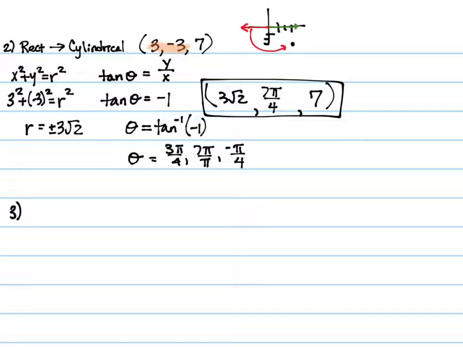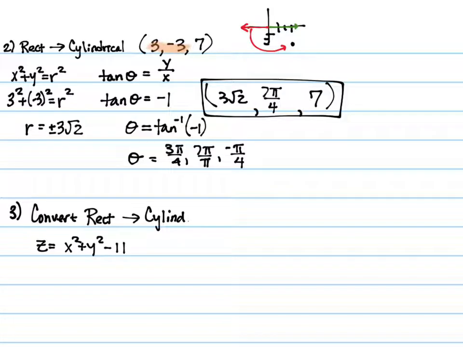So we're going to do a couple of equations. Again, we're going to convert, and we're going to go rectangular now into cylindrical. So that's like what we just did, it's just that we're going to do it for an equation. So our equation is z equals x squared plus y squared minus 11. So using the same items that we did before, do you see a natural exchange that we could make to put this in the right system?